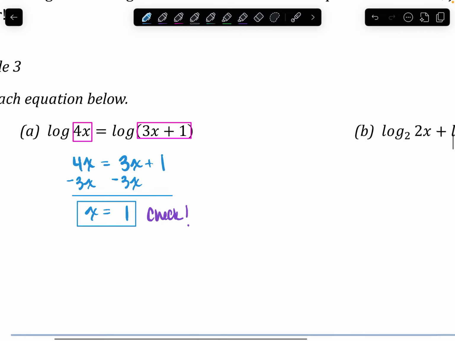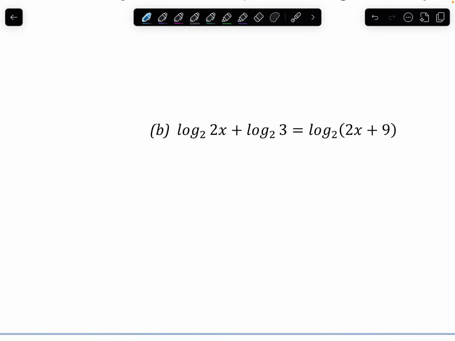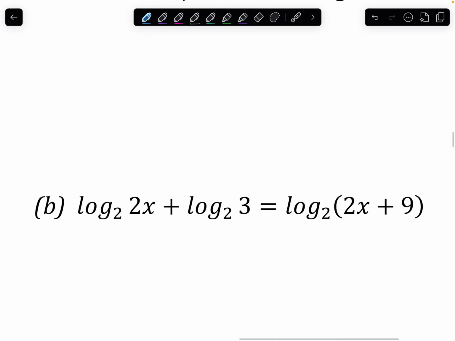All right. B. We are given log base 2 of 2x plus log base 2 of 3 equals log base 2 of 2x plus 9. So we have logs on both sides, so we're going to use the exact same idea we just used. However, that idea does not work unless it is a single log on the left and a single log on the right. So in order to use it, we've got to get to a single log.